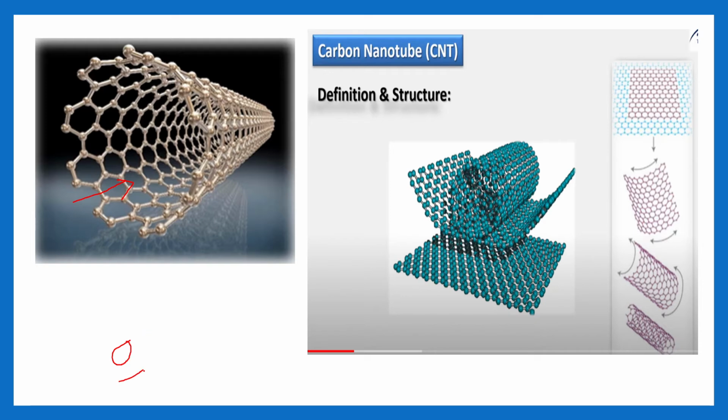What do you mean by scattering is zero? Scattering is nothing but resistance. Scattering is zero, resistance is zero. If resistance is zero, what about conductivity? It is infinite. It is a property of a superconductor. That means these carbon nanotubes can act as superconductors. Research is going on these carbon nanotubes regarding superconductors at room temperature.